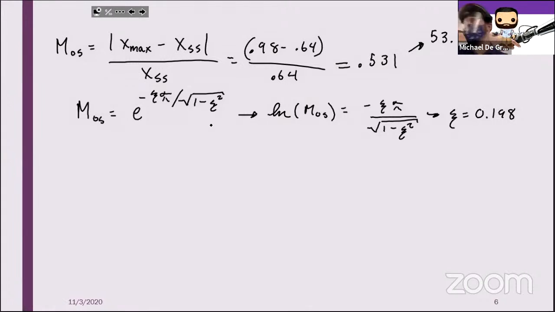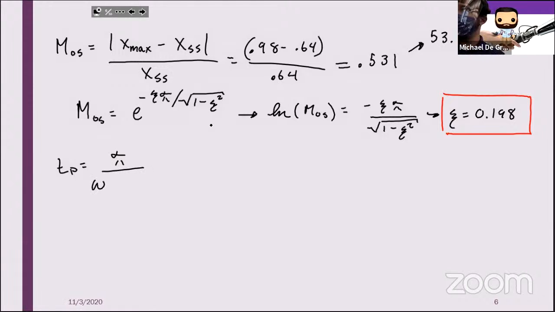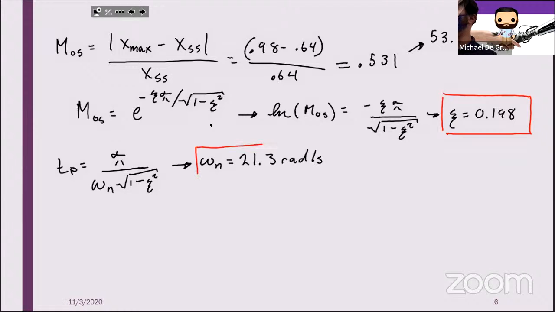So we have zeta, right? I'm going to put a box around it because we know zeta is important, so we'll hold on to that one. But now we need omega n, right? And as I said earlier, we can use the peak time equation to get it. I know zeta. I know my time to peak. I can solve this directly for omega n, right? And if I do, I'll get 21.3 radians per second.